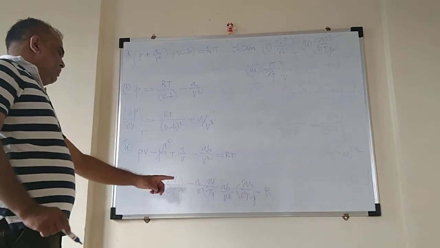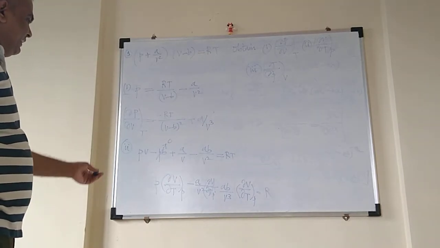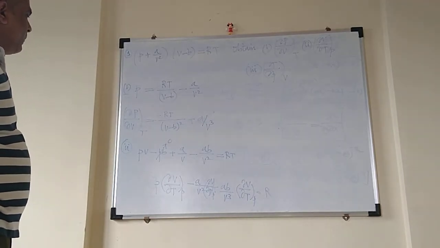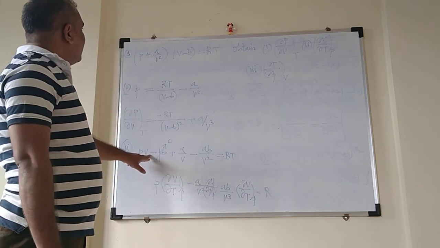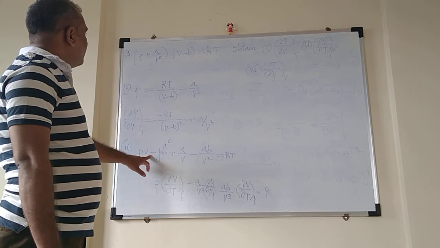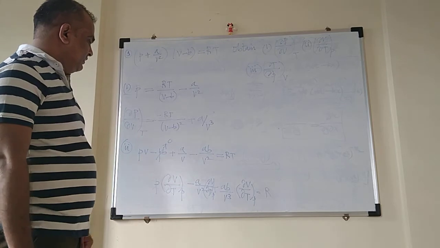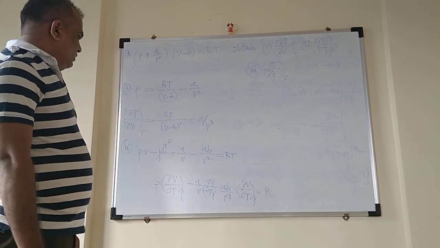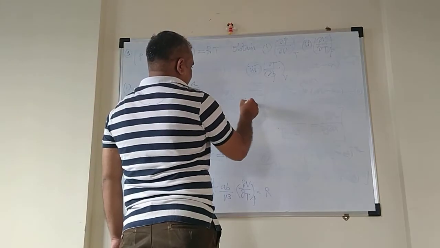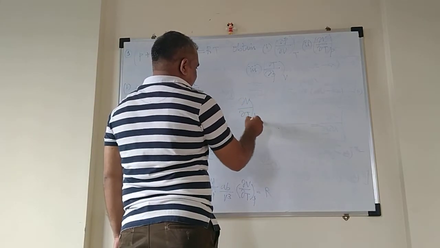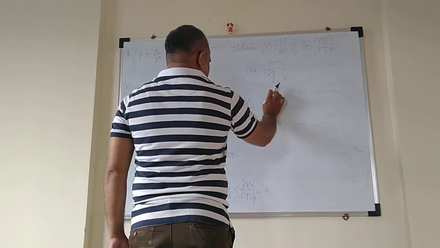So dou v by dou t at constant p is common from all the terms. You can take this out common and write the other terms. Is this correct? Have we expanded correctly or not? Yes, correct. 1 by v minus a by v square, that's right. Fine. So now take out dou v by dou t at constant p common and write the other terms inside the bracket.